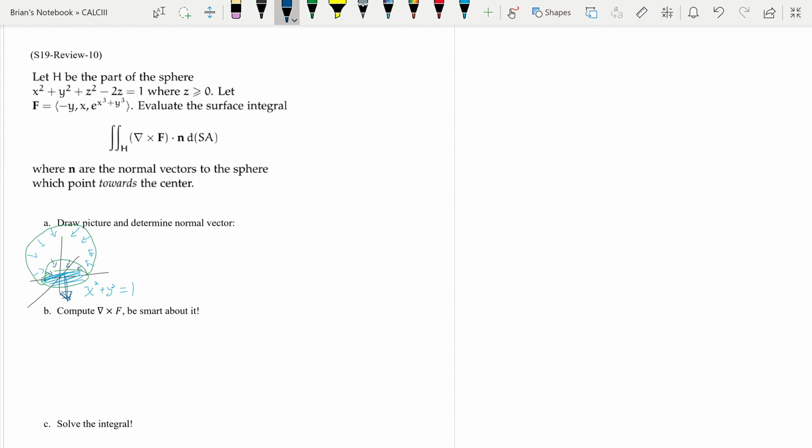So the normal vector is going down, which means that if we write it out, see if you guys can do it yourselves. I'll give you 2 seconds. 1, 2. So it should be (0, 0, -1). Good job, everybody. So now we have the normal vector. Compute del cross F, and you can be smart about it, and then solve that integral. I'll give you 3.5 minutes on this one and we'll see how you guys do. Good luck. I believe in you.